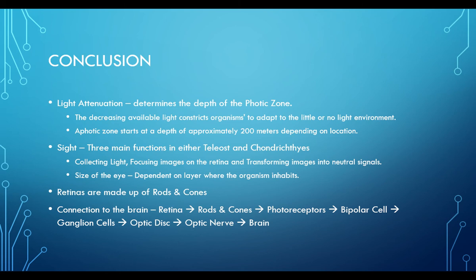So we start from the incoming light entering the eye, it hits the back of the eye, which is reflected off the lucidum tapetum, and then is bounced back into the retina, which then hits the rods and cones, and then the photoreceptors, bipolar cells, ganglion cells, optic disc, and optic nerve, and then finally the brain.